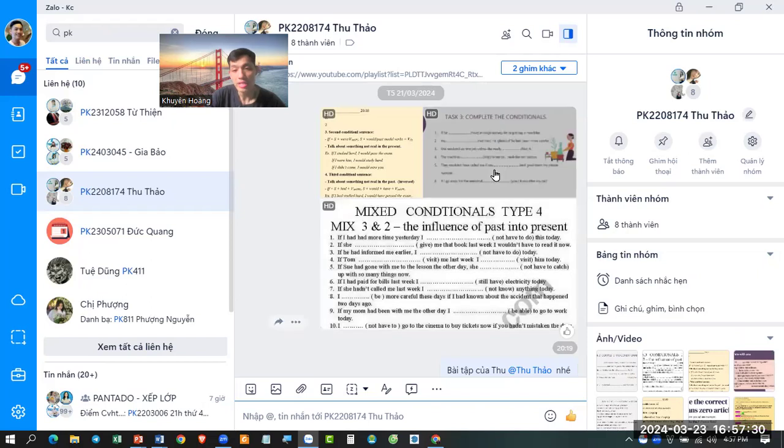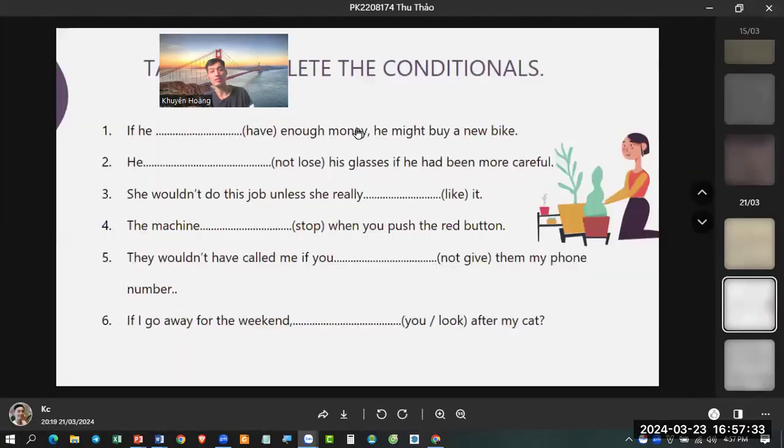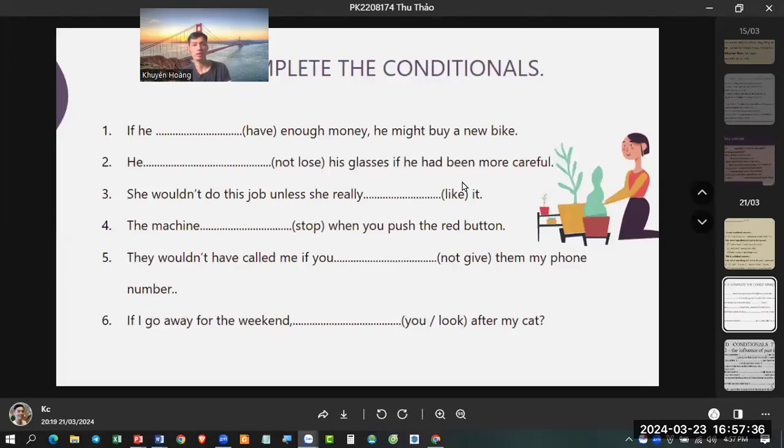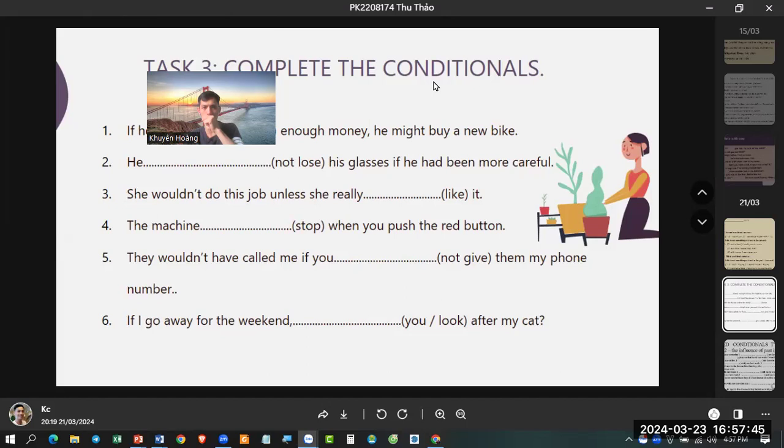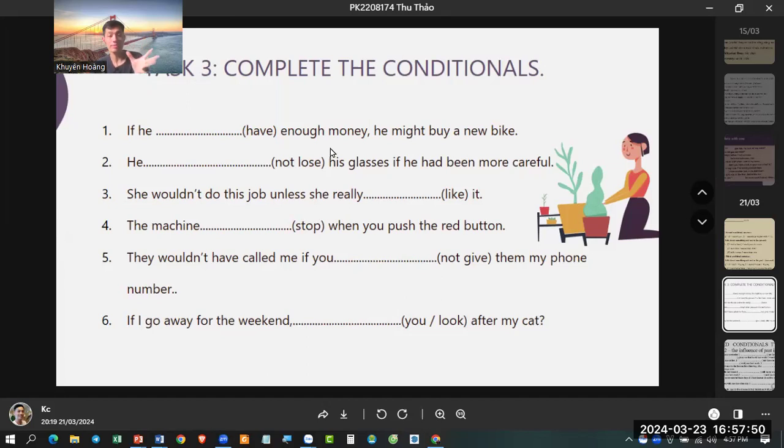There are two exercises, so let's try some sentences in this. Let's try two or three sentences. The first one, what type of conditional sentence is this? Type one. It is type two.